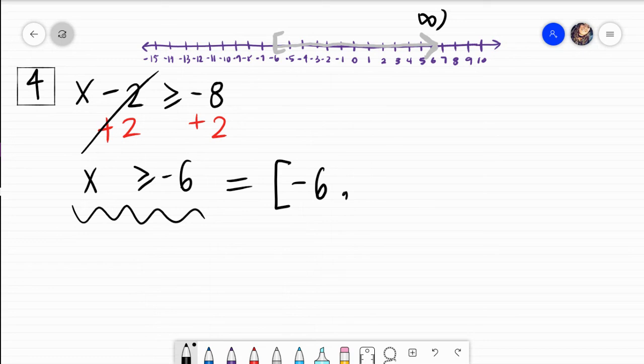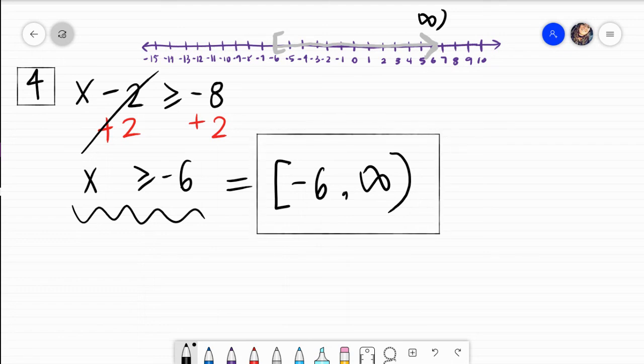It goes on forever in the positive direction. So my value is positive infinity. And then the next symbol I would write would be my parenthesis, because you can't actually equal infinity. And so that is the interval notation for this problem. And again, this, this, and this are all equivalent, and they all say the exact same thing.